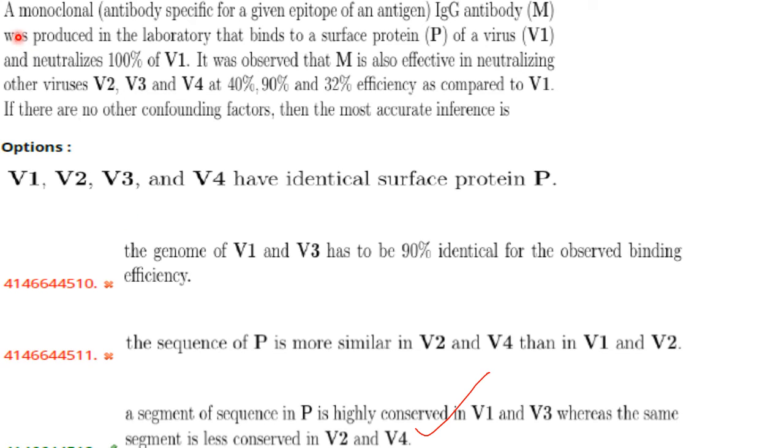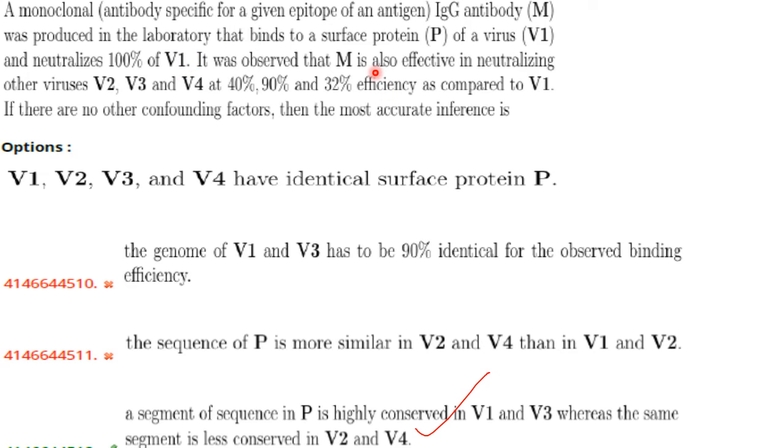Then next one. A monoclonal antibody specific for a given epitope of an antigen, IgG antibody, it is labeled as M, was produced in the laboratory that binds to the surface protein P of a virus V1 and neutralizes 100% of V1. So this IgG antibody will bind to the P protein in virus V1, and it will neutralize the virus V1 100%.